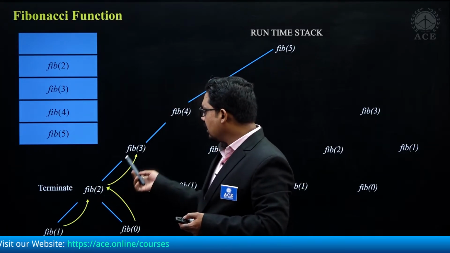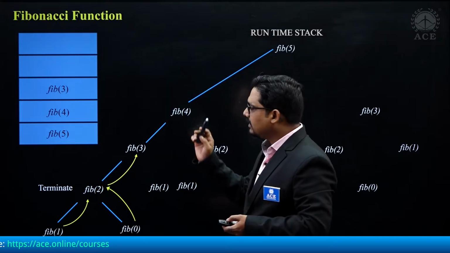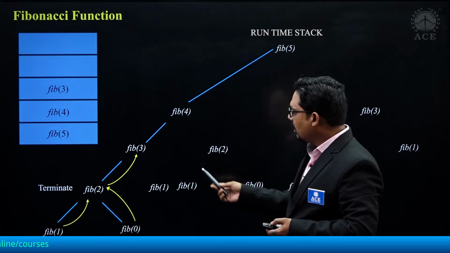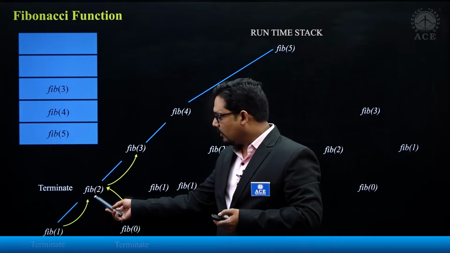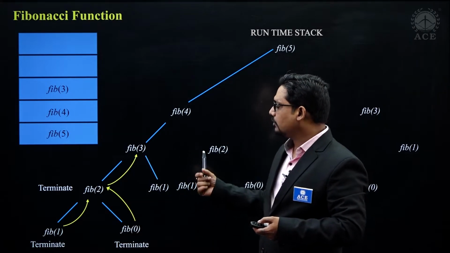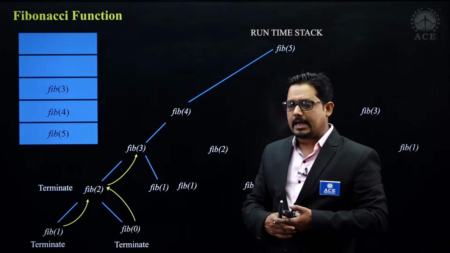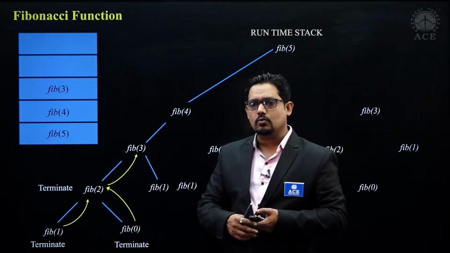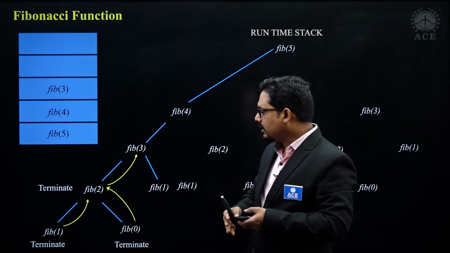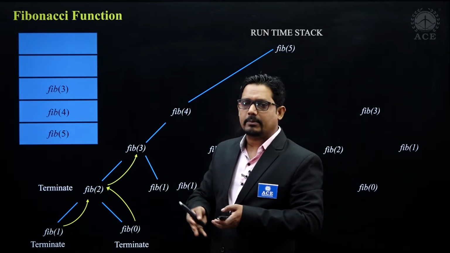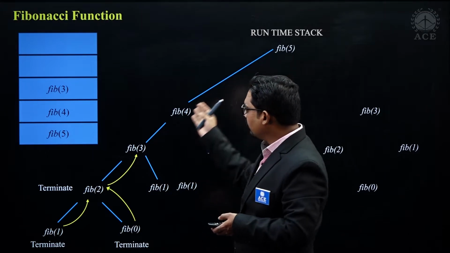Control will again return to fib3 and fib2 will be gone. Once fib2 is calculated, it will go for the second call. So the first thing is that whenever recursion is happening and two functions are being called, these two functions will not be called simultaneously. This is the sequence, this is the order.